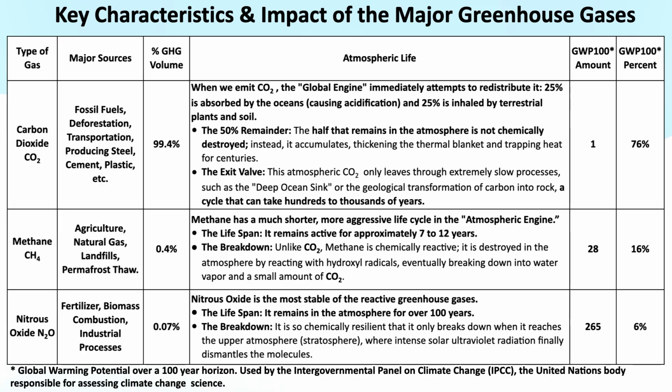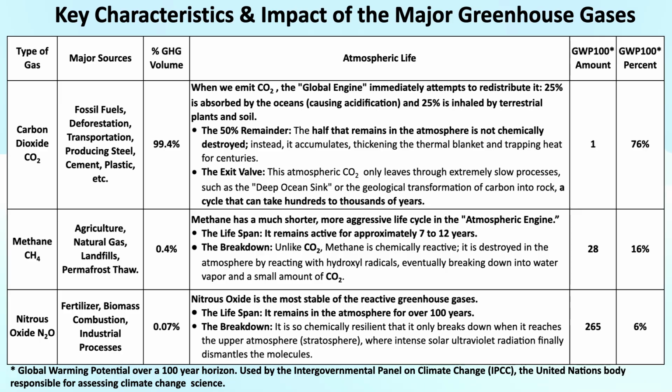It does have an exit. It does eventually leave the atmosphere, but it's a very slow process. So for the 50% that's up there, it could take hundreds to thousands of years for that to get done. And eventually it will get put into the ocean, sink to the bottom of the ocean and form rocks or other kinds of things like that. So that can take a long time. It has a global warming potential of 1. Why 1? Well, because it was the largest percentage of things in the atmosphere, they just arbitrarily assigned it a value of 1.